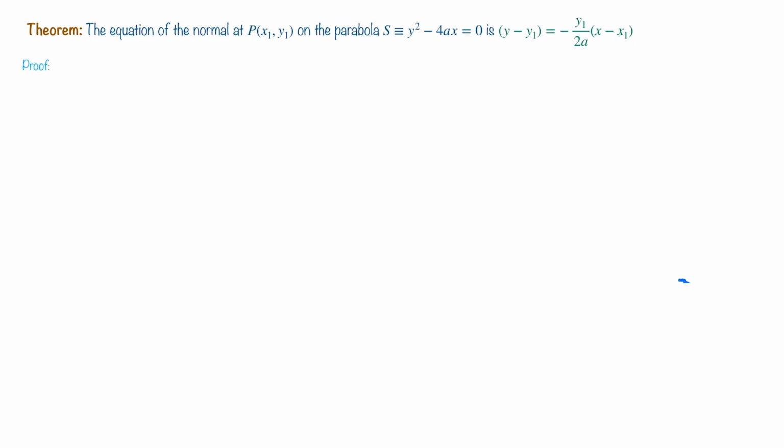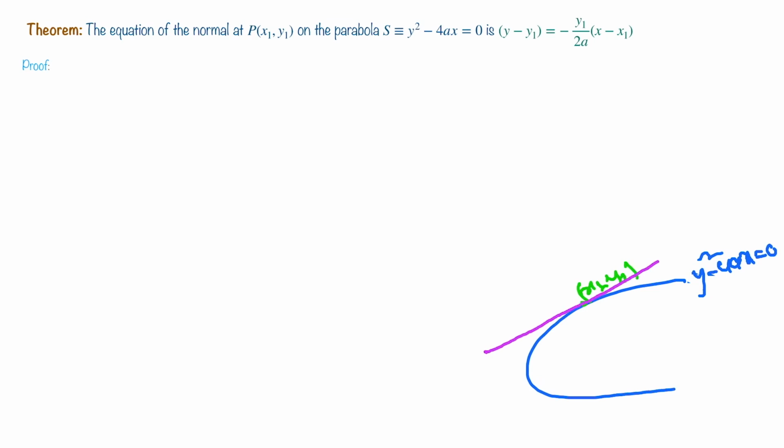First let me draw the standard parabola y² − 4ax = 0. Let me take a point (x1, y1) on the parabola. The tangent is going to be the line touching the parabola at this point. Then the normal is the line which is perpendicular to the tangent and passing through (x1, y1). So this is the tangent at (x1, y1), and this is the normal.